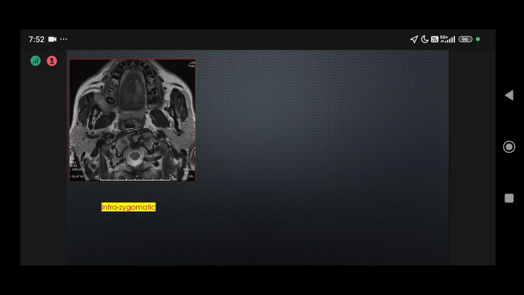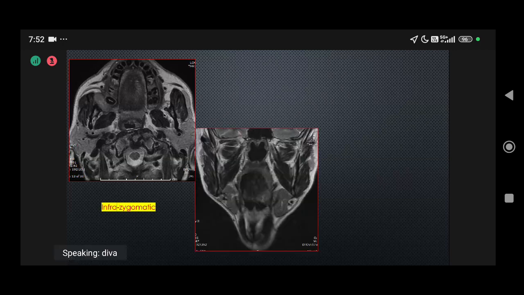So how does it appear on MRI? So this is the masticator space. You have to see the muscles of the masticator space, which appear dark on your MRI. This is the infrazygomatic portion of the masticator space. This is the coronal view.